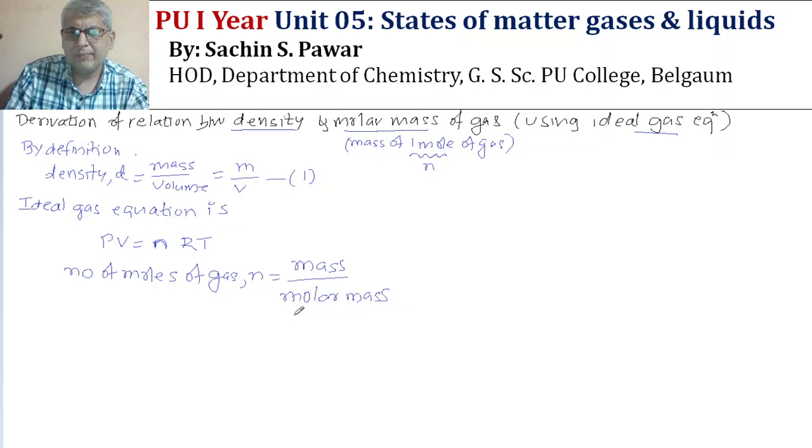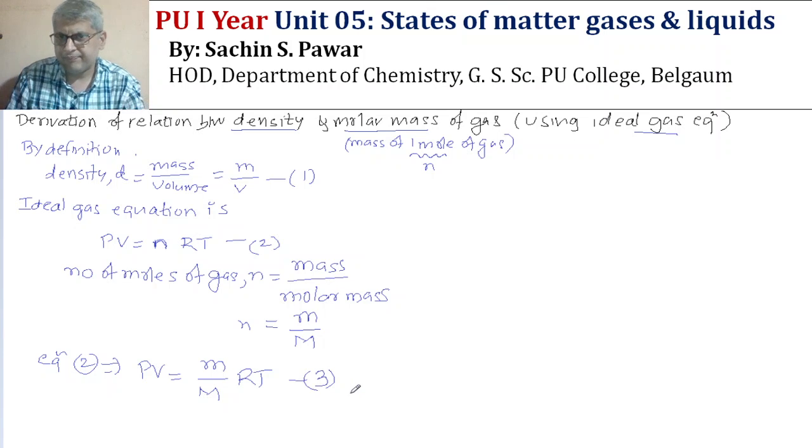Mass upon its molar mass. Let it be M upon capital M, where capital M stands for molar mass. Then if you substitute this in equation 2, equation 2 implies PV is equal to M upon capital M into RT. This is equation number 3.